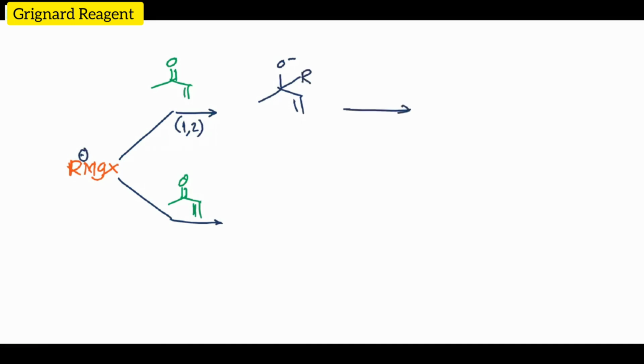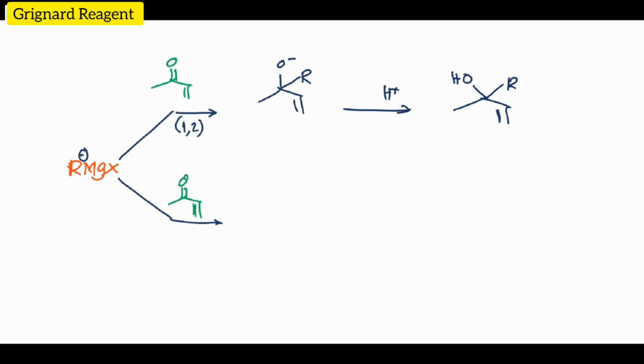When protonation is done, it is converted into a tertiary allylic alcohol. This is formed, and you know that this type of molecule is generally used in various name reactions. So this is called 1-2 addition. But can the Grignard reagent show 1-4 addition, or conjugate addition, under simple conditions? No, Grignard never shows 1-4 addition.